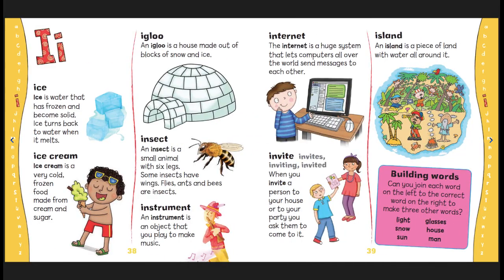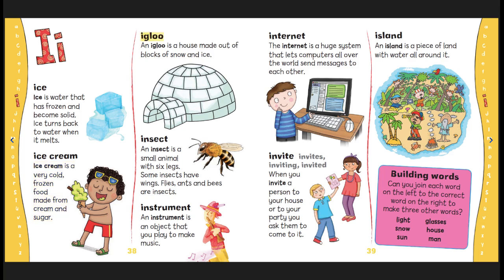I. Ice. Ice is water that has frozen and become solid. Ice turns back to water when it melts. Ice cream. Ice cream is a very cold frozen food made from cream and sugar.